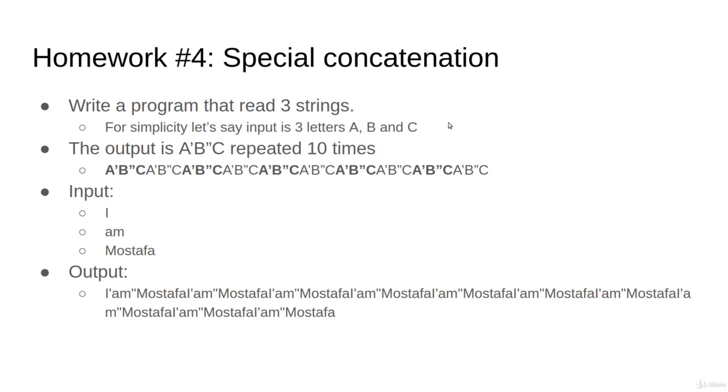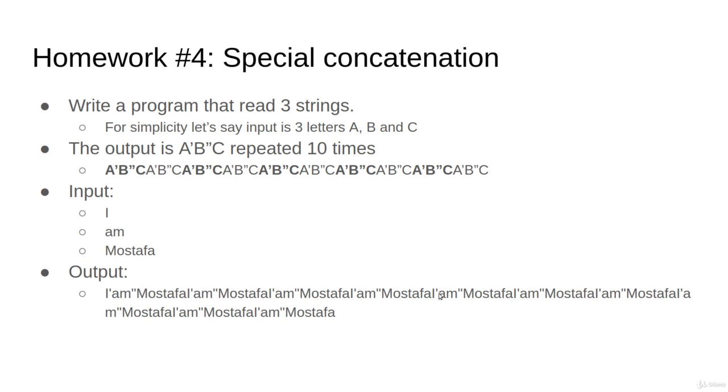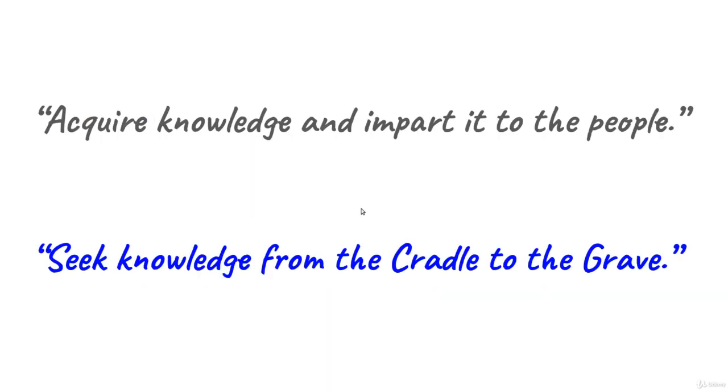So if the input was ABC, then this is the output. Please read and make sure you understand that. Here is another example. I am Mustafa. Now you are going to print I, single quote, am, double quote, Mustafa. And this string itself is going to be repeated here 10 times. That's all.